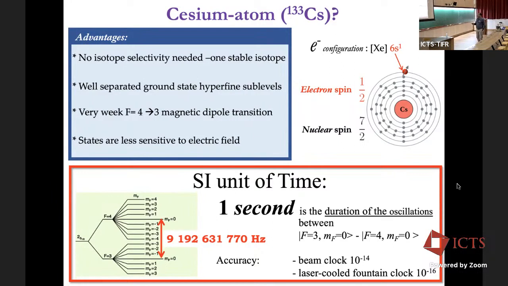Okay, so the present SI definition of the second is the time required for this many number of oscillations between these two states of the cesium atom. You remember the time definition is the number of oscillations times the time period of each oscillation. So the SI second is defined as the time required for this many number of oscillations between the two hyperfine ground states of cesium atoms. Okay.